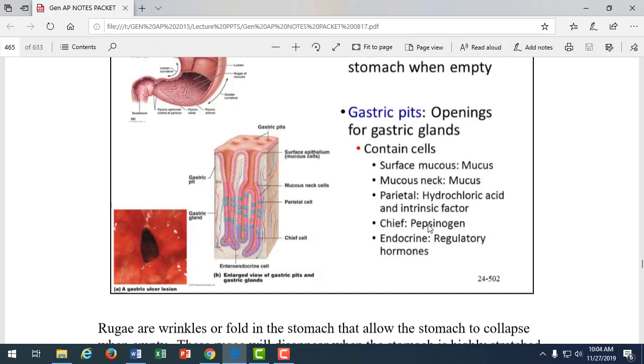And again, the functions, hydrochloric acid, that helps us digest foods into smaller bits and pieces. It's a little fancier than that, but we'll get into that in advanced A&P. And then intrinsic factor helps us absorb what vitamin? B12. And why do we need B12?